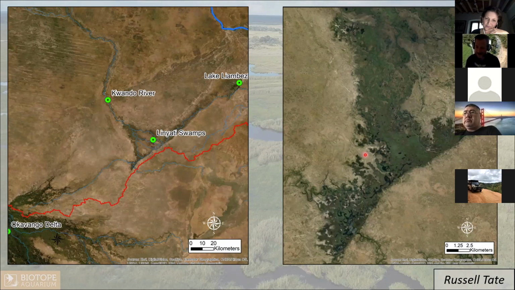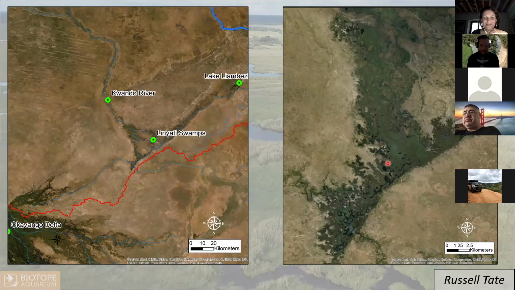So essentially, this is an incredible wetland area. It's actually a delta, and within this delta, there are several secondary channels, and that's the place that we like to work. I guess we'll get into that in a bit.